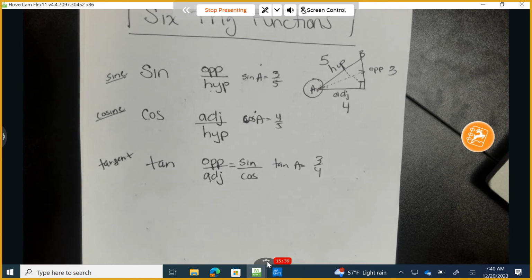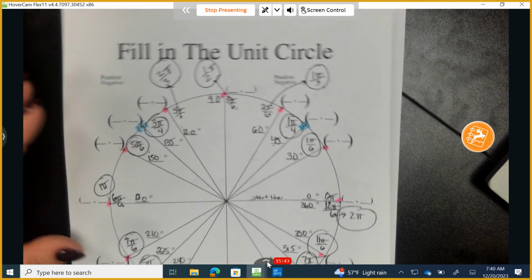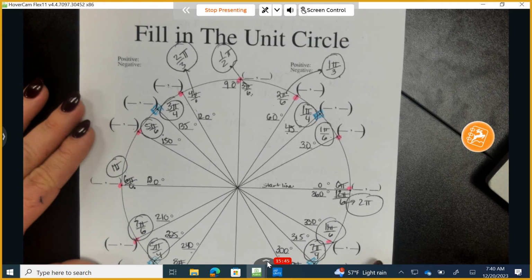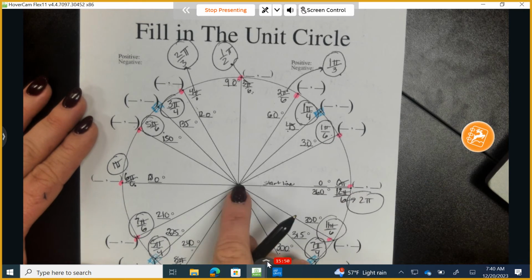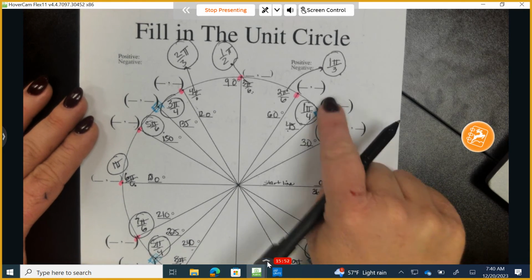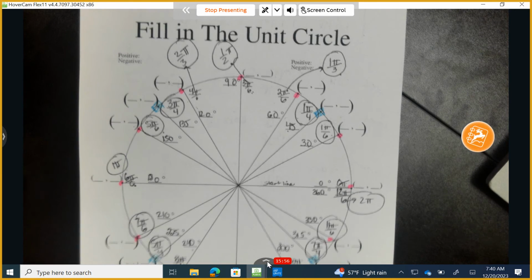Now, when we think about the video that Mr. McFarland is presenting to you, and you may not have looked at it yet, that's okay, it hasn't been assigned. He explains how we actually come up with these measurements using this unit circle. It's very important you understand how it's constructed. We'll talk about that when we get back from break.